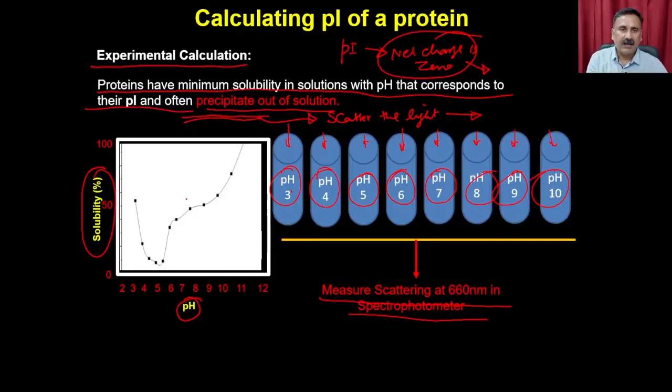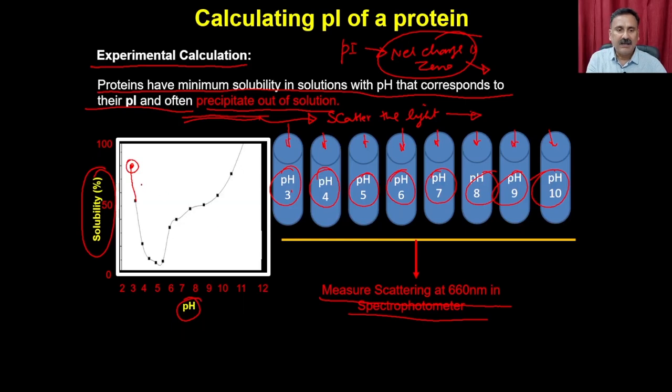So that I can use to calculate the solubility. Initially the protein is going to have high solubility because it has charges. If it has a charge, it is going to interact with the solvent system, and that's how it remains in solution. As the protein reaches its pI value, its solubility is going to go down, and that's what you see here. This is the point at which the protein has the minimum solubility. This means at this particular point the protein has the minimum charge, right?